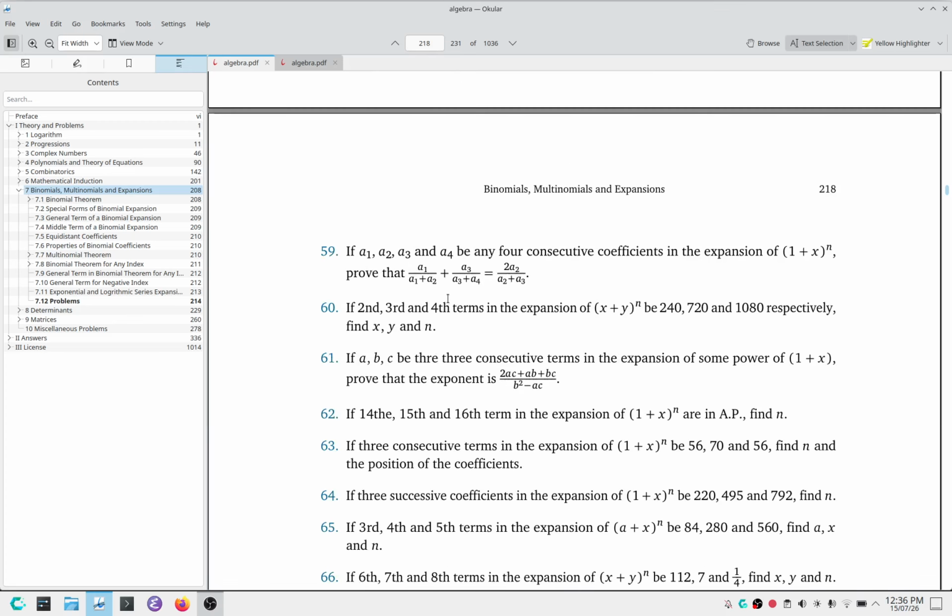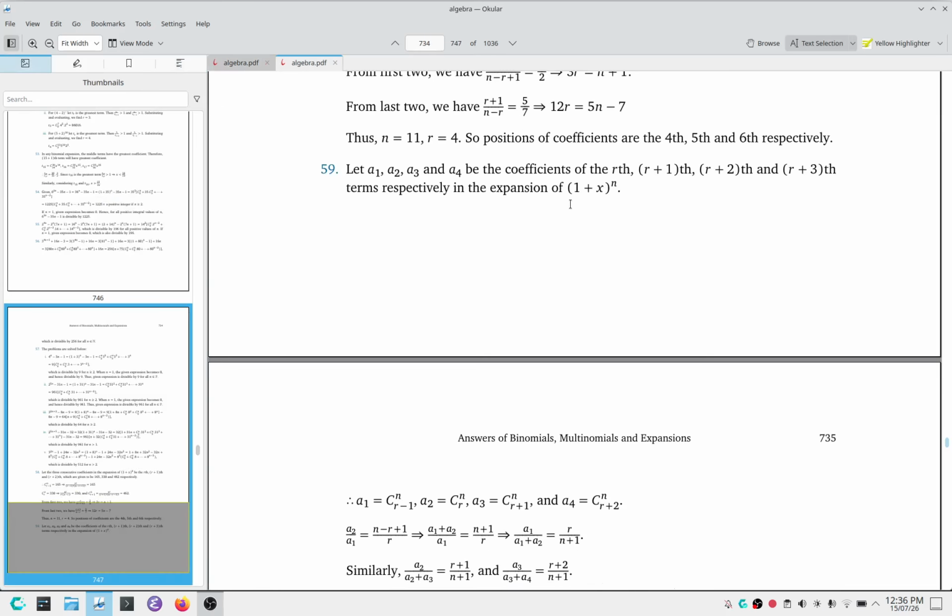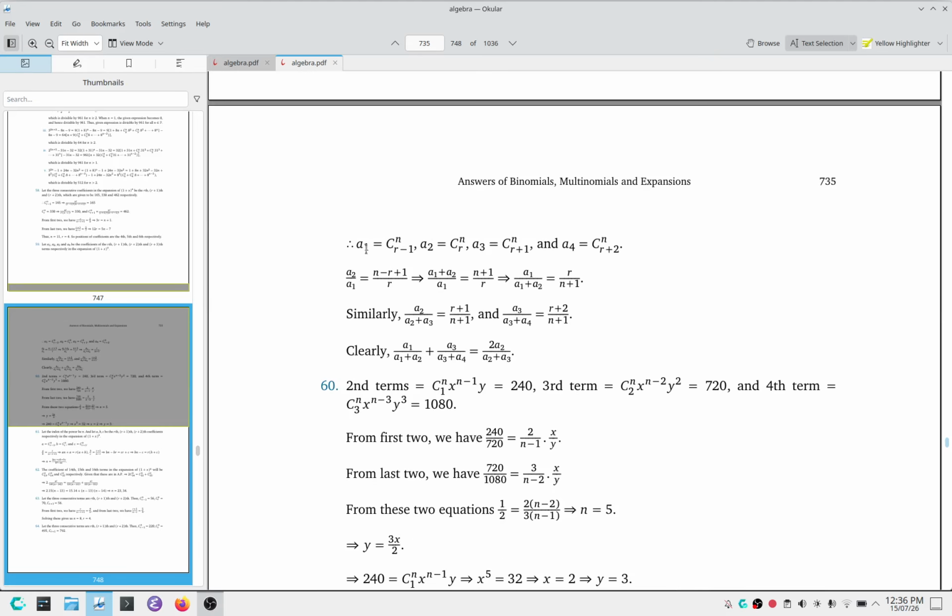Question 59 says that if A1, A2, A3, and A4 be any four consecutive coefficients in the expansion of (1 + x)^n, prove that A1 / (A1 + A2) + A3 / (A3 + A4) = 2A2 / (A2 + A3). So we let the coefficients be of the rth, (r+1)th, (r+2)th, (r+3)th terms of the expansion. So we have A1 = nC(r-1), A2 = nCr, A3 = nC(r+1), and A4 = nC(r+2).